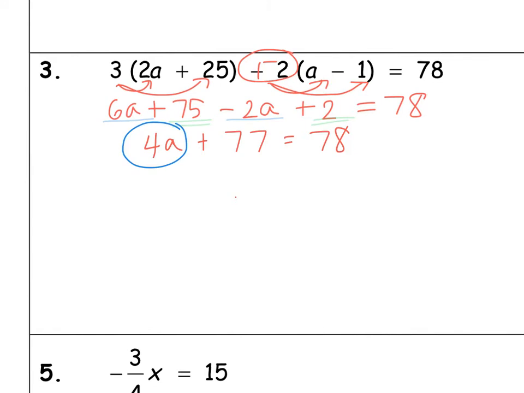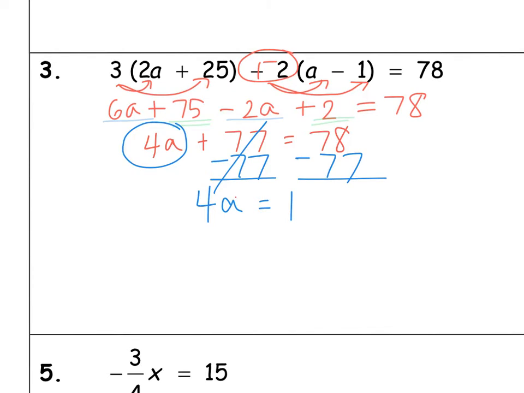So I need to get rid of this plus 77. So what's the inverse of adding 77? We can subtract 77 on both sides of the equation. And then I bring everything else down. So I have my 4a equals, and 78 minus 77 is 1.